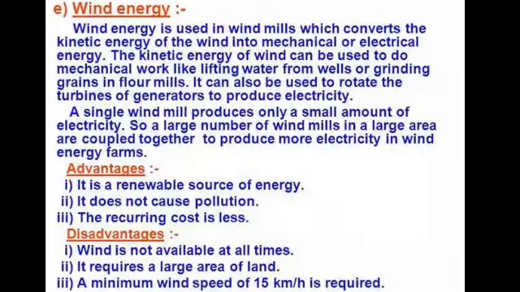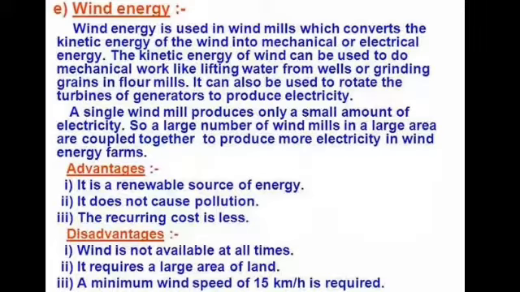Wind energy is the energy used in windmills that converts the kinetic energy of flowing wind into mechanical or electrical energy. This kinetic energy of wind can be used to do some mechanical work like lifting of water from wells or grinding the grains in flour mills. It can also be used to rotate the turbine that generates electricity.